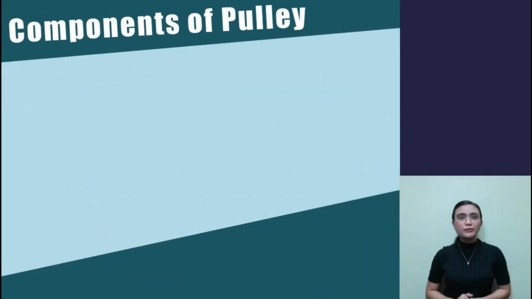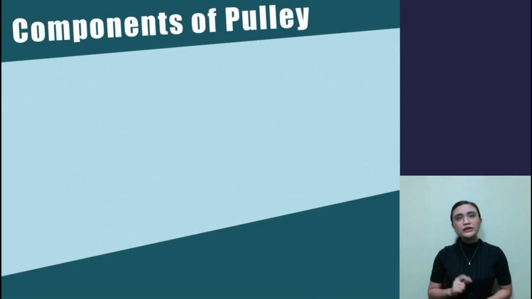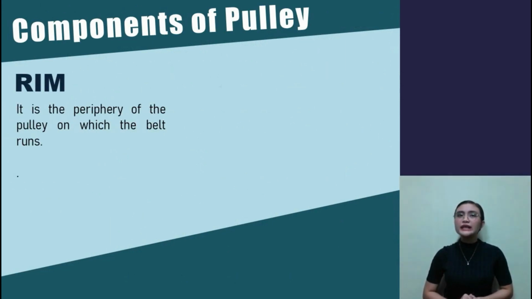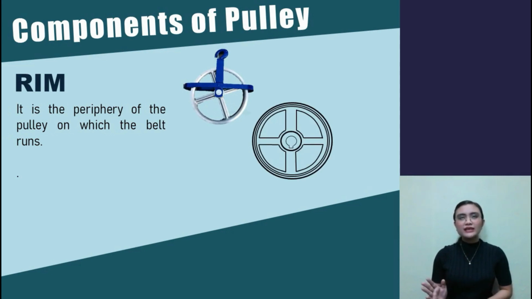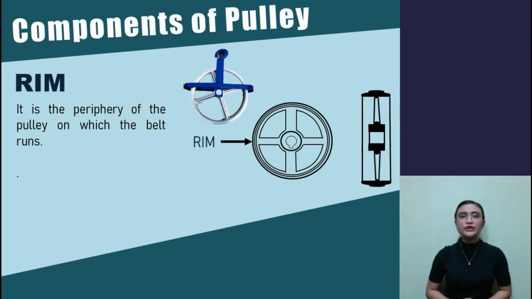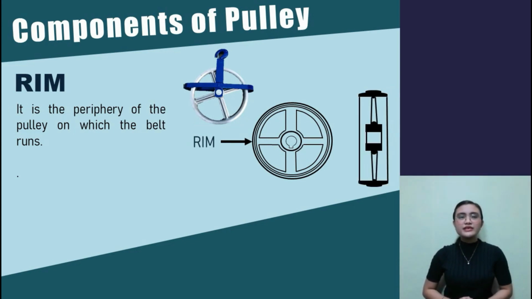Now let's proceed to the components of a pulley. The first component of a pulley is known as the rim. The rim is the periphery of the pulley on which the belt runs. So if this is a pulley and we would draft or sketch it, the rim is located at this part, which is the side of the pulley. And if we look at the cross-sectional view of the pulley, this is the rim and the belt is mounted on it.